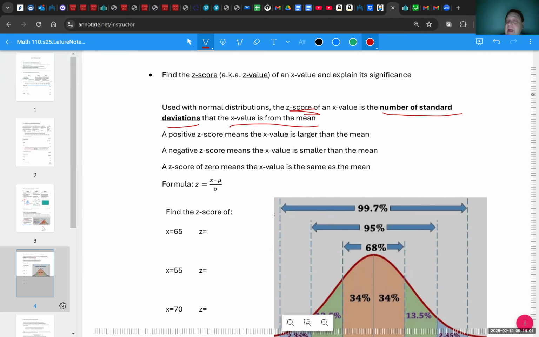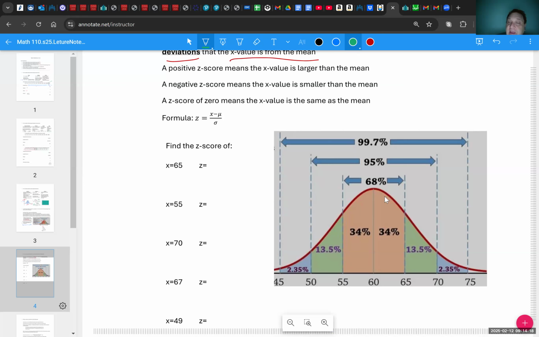So all we have to do is figure out how many standard deviations our x value is away from the middle, and that will be called our z-score. A z-score where the x value is larger than the mean will always be positive. So if I have my distribution, same picture as before, and I choose an x value that's larger than the mean, so 67 is an x value which is larger than the mean, then whatever z-score we get is going to be positive, because if you're larger than the mean, the z-value will always be positive.